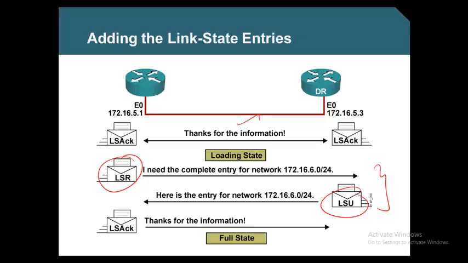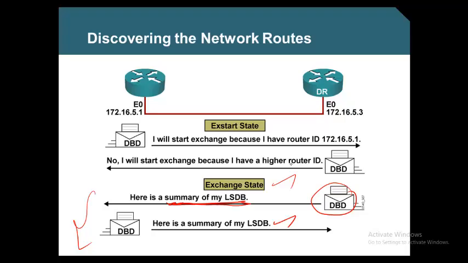And now they decide whether I should start the exchange or the other guy should start the exchange. So that decision, the DR, BDR election, all this stuff happens in the start state. If it is a LAN, DR, BDR election. If it is a WAN, a serial wire, then it is going to be something called master slave. So those decisions are made in the start state. When we do the lab, I'll show you in the debug. Fine. They come to a conclusion on who will start the exchange.